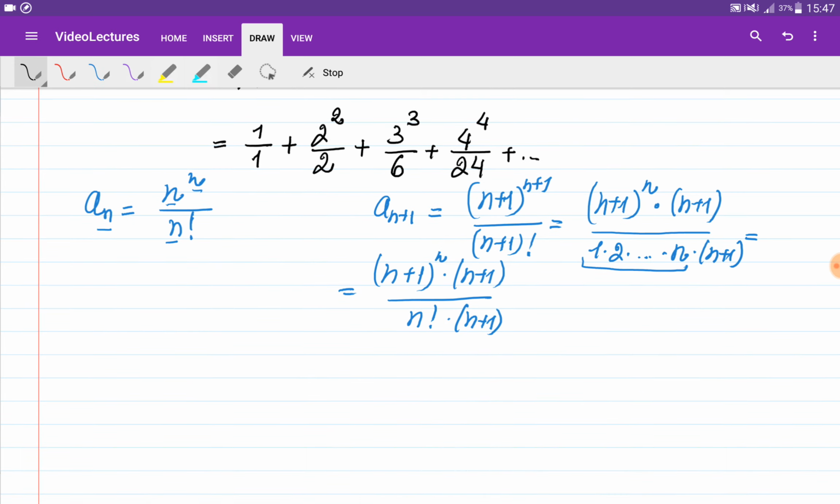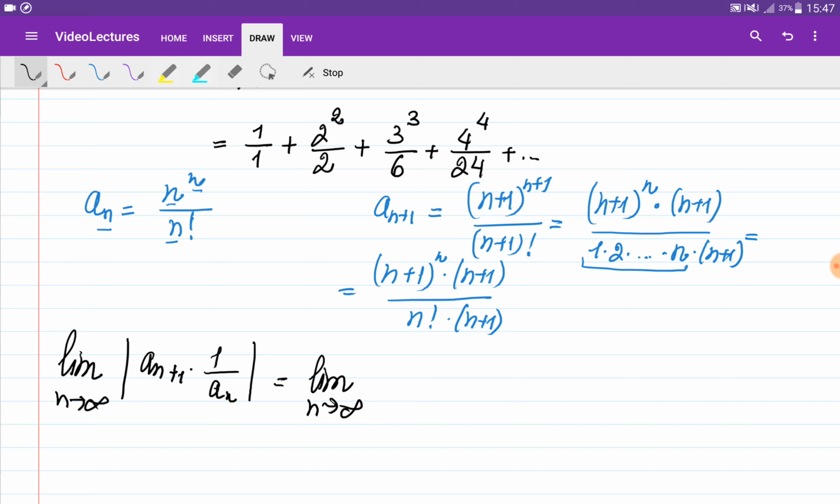So the only thing which we need to do is find the limit of a_(n+1) multiplied by the reciprocal of a_n when n goes to infinity in its absolute value. Since all the terms here are positive, we can just neglect this modulus operation.